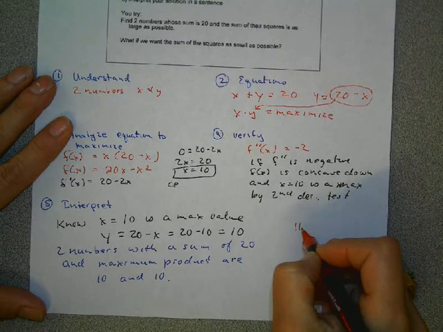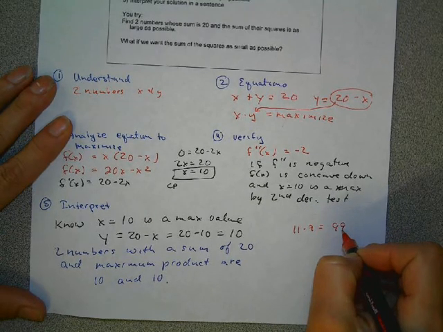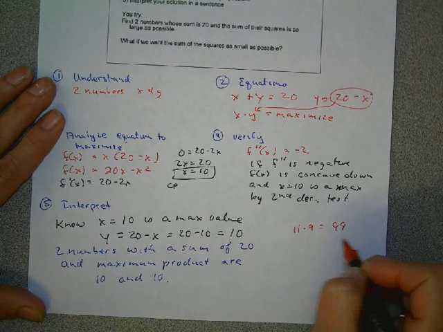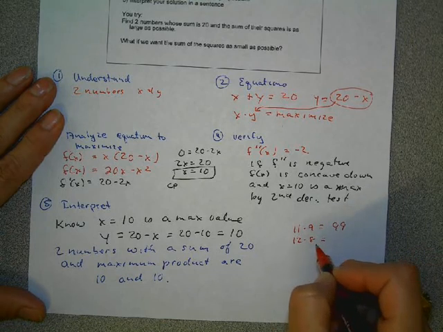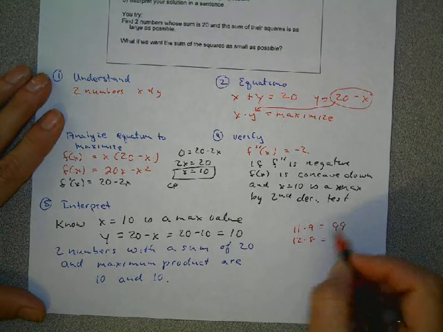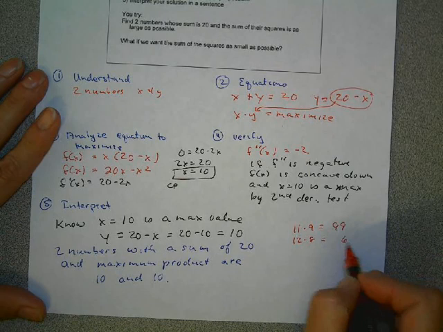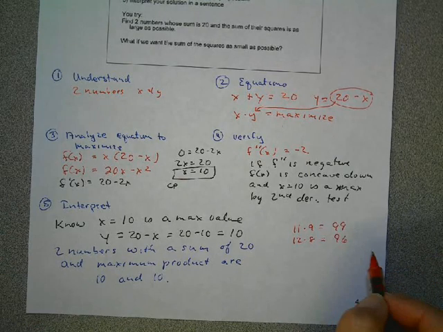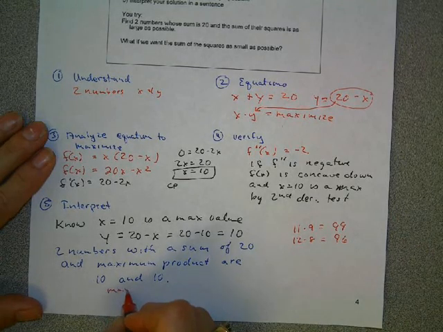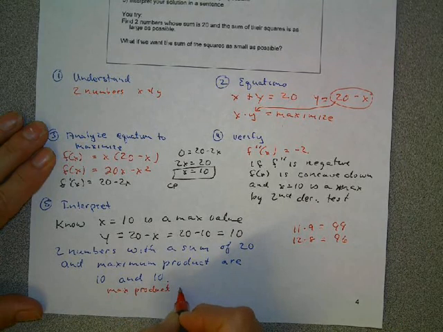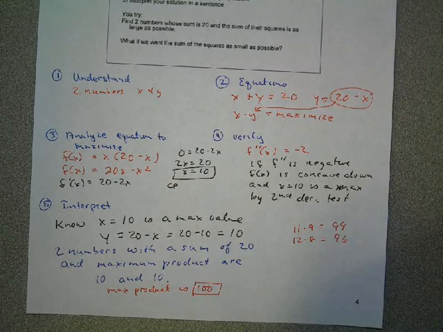what about 11 times 9? When you add that together, it equals 20. When you multiply it, it's 99, less than 100. What if I did 12 times 8? Well, 12 plus 8 is 20, so I'm still satisfying this constraint. When I multiply this together, 8 times 2 is 16, carry the 1, 96. Notice, over here, the maximum product is 100. So notice these products are lower, just a couple of numbers to check.